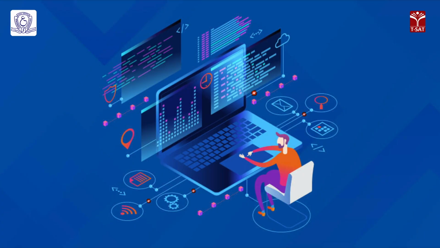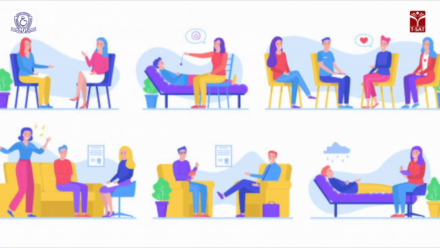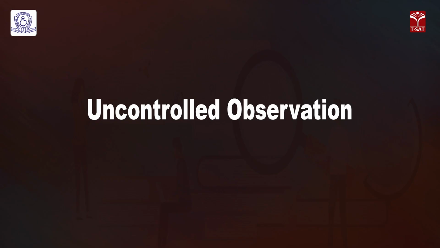Relevant information about the setting is required to set up an observation schedule if we want to use the systematic observation method. Highly trained and skilled observers are required to undertake the systematic observation method and to execute it successfully. Now, this was about the systematic observation method. Let's look at uncontrolled observation.